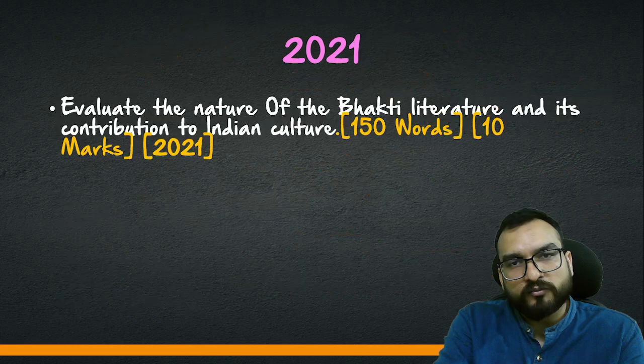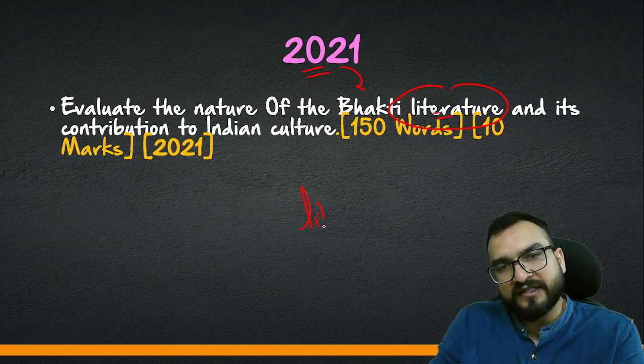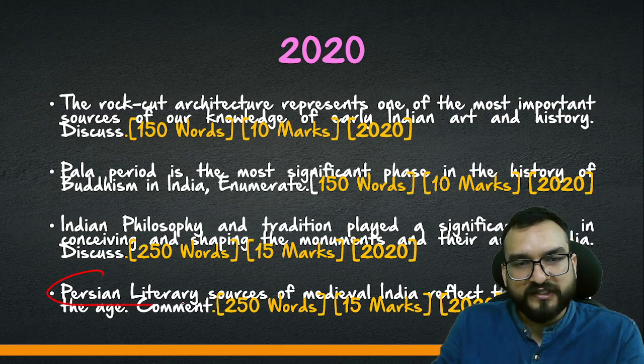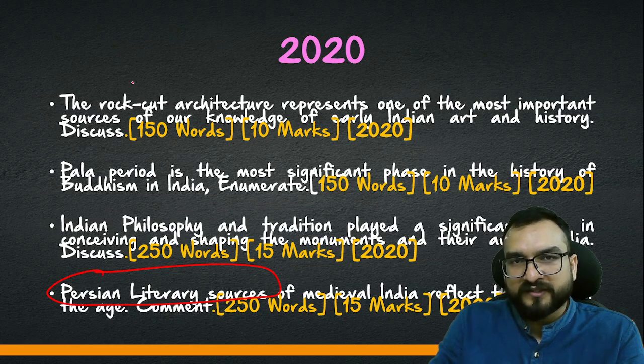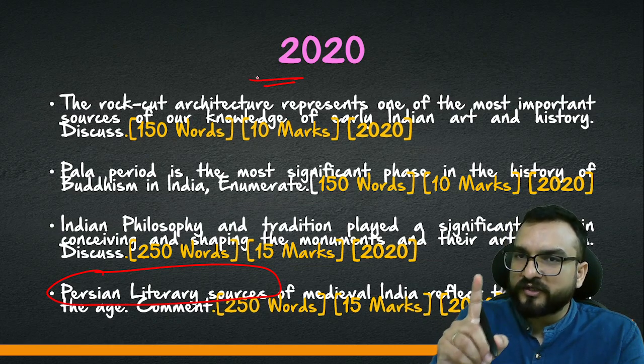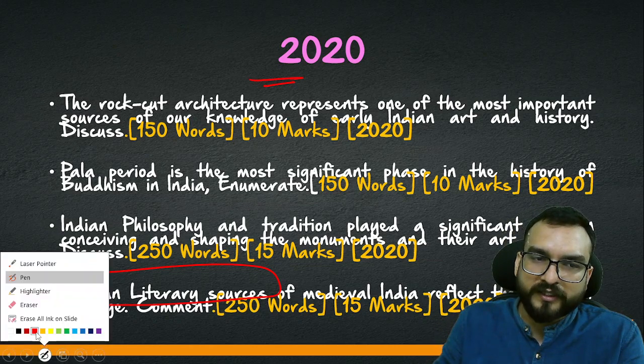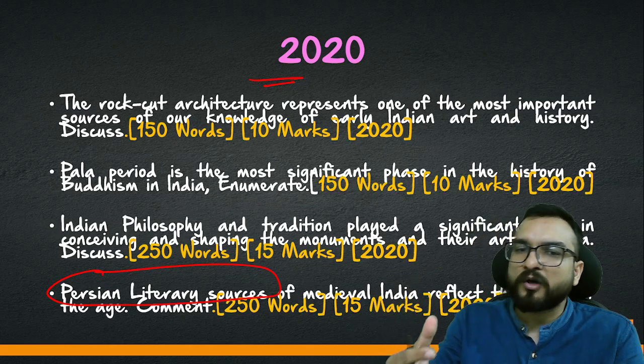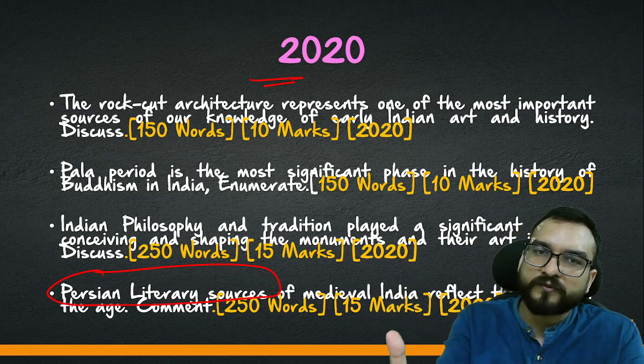See the 2021 question, only one question, that is on literature. So you will find that literature will also become one theme. In 2021 they have asked on literature. See over here, guys, Persian literary sources in 2022, and 2020. That means literature is one important theme they are touching upon. So whenever we prepare literature, it will become our one theme, and I'll tell you how to study your literature part too.